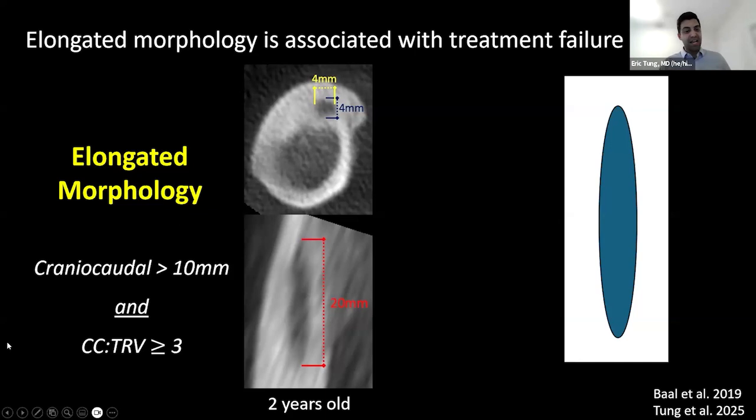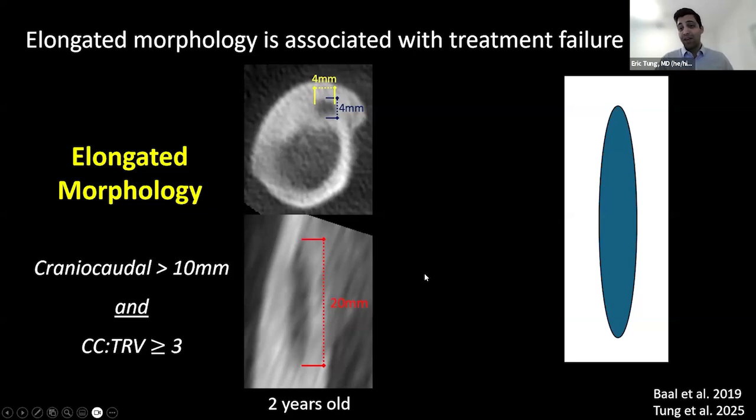And so we defined this as meeting the definition of elongated morphology. And what we saw was that this was, one, more common in younger children, and two, associated with treatment failure in younger children.